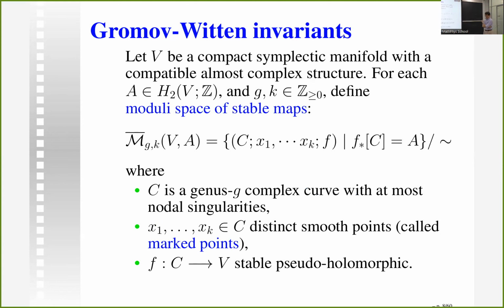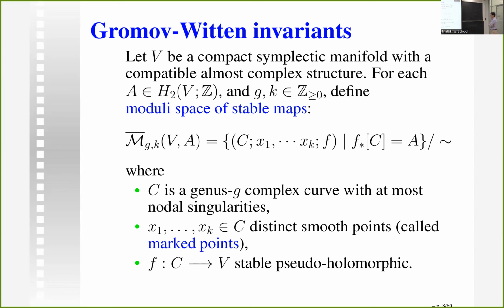So the major interest, at least my interest in this, is because of the application of this topological relation to Gromov-Witten invariants. So I will briefly review the definition. Suppose we have a compact symplectic manifold V with a compatible almost complex structure. Then if we fix a degree 2 homology class A and two non-negative integers g and k, we can define the moduli space of stable maps.